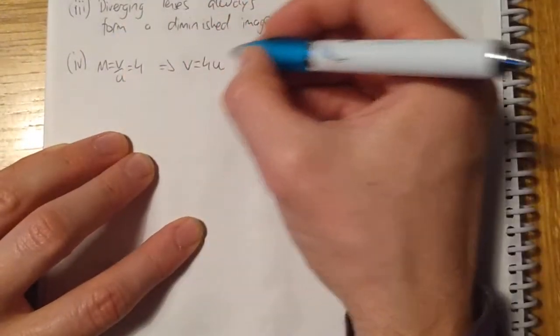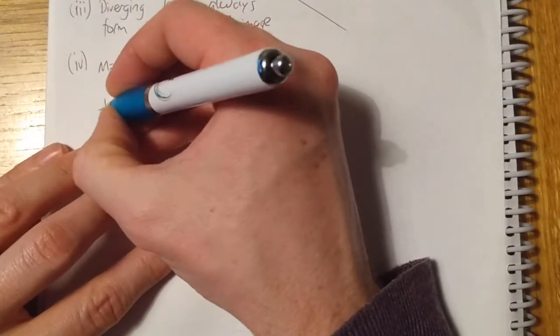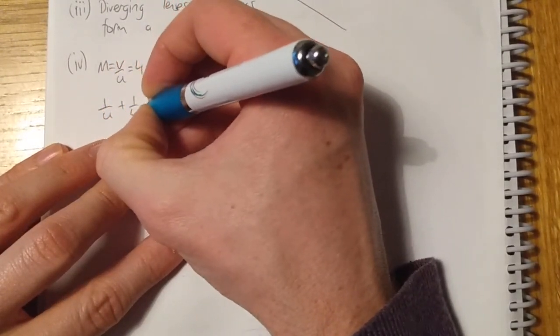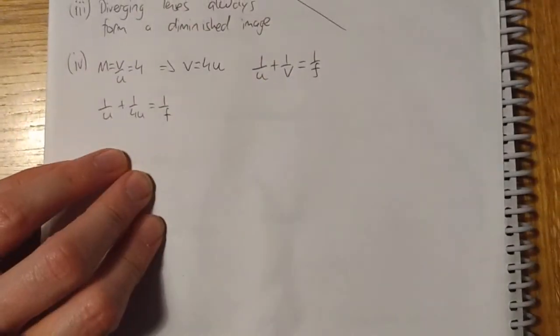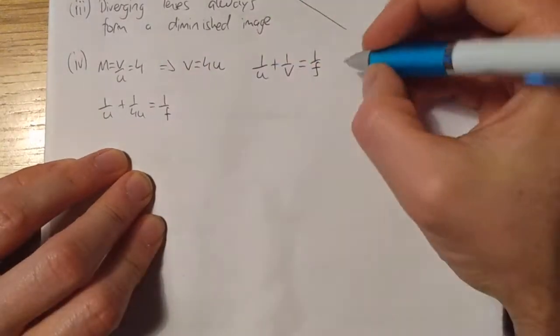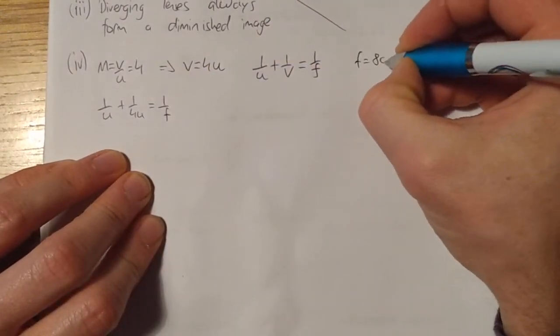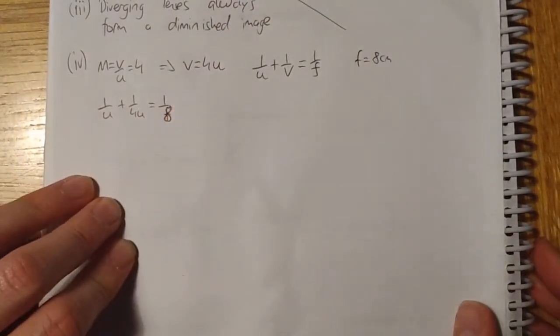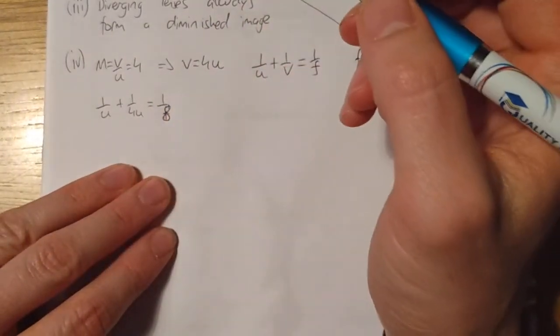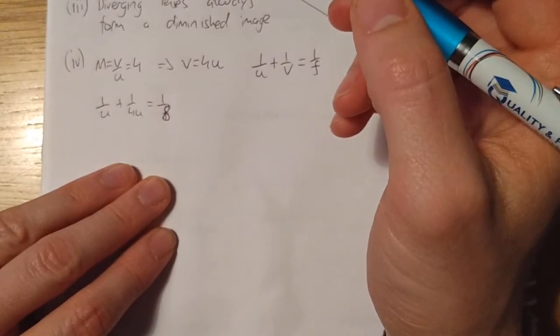All right, let's try it with v equal to 4u. So I get 1 over u plus 1 over 4u is equal to 1 over f. Oh, I forgot a piece of information. The focal length is 8 centimeters. That should be an 8. I knew I was missing something there. Okay, so what does that mean?